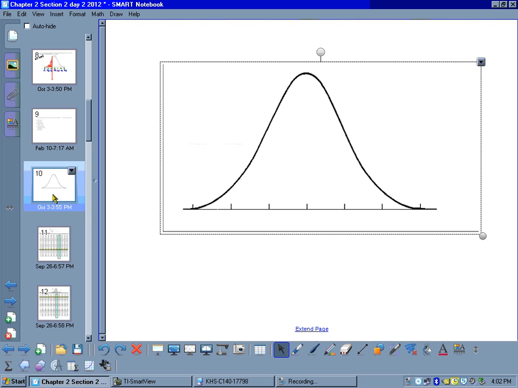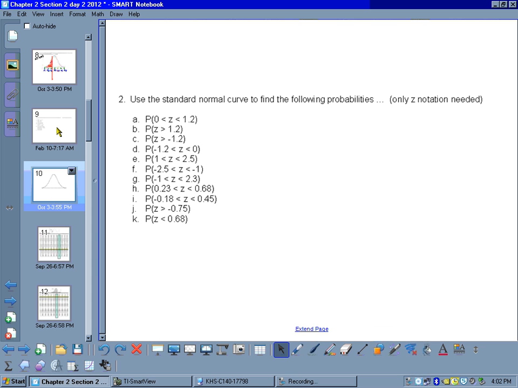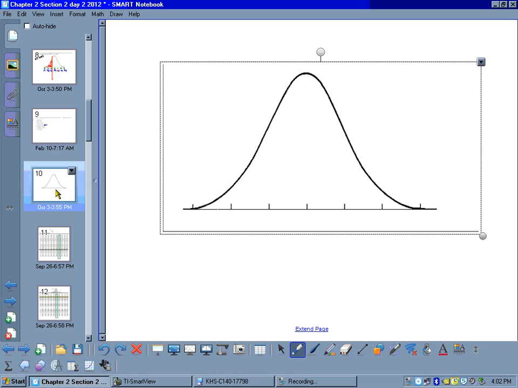The problem I'm going to do for us is going to be problem F. I'll demonstrate that problem, and then you should be able to try the other ones. So we are looking for a z-score between negative 2.5 and negative 1. The probability that negative 2.5 is less than the z-score is less than negative 1. Let me double check that.